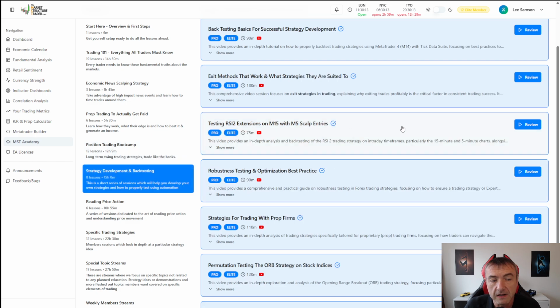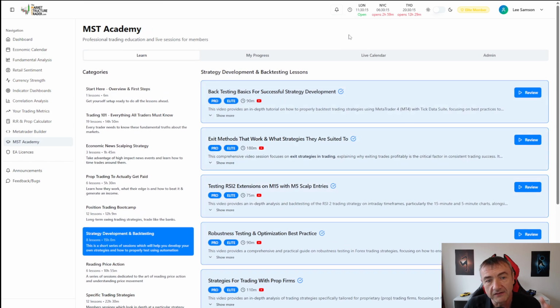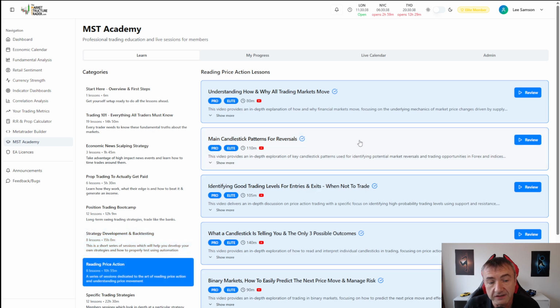We've got the strategy development and backtesting section. This explains everything you need to know about how to develop and build your own strategies and how to backtest them effectively using robustness testing, out of sample testing, and basically how to get the best out of MetaTrader's strategy tester and how to understand the results of backtesting to make sure your strategies are going to work in the future.